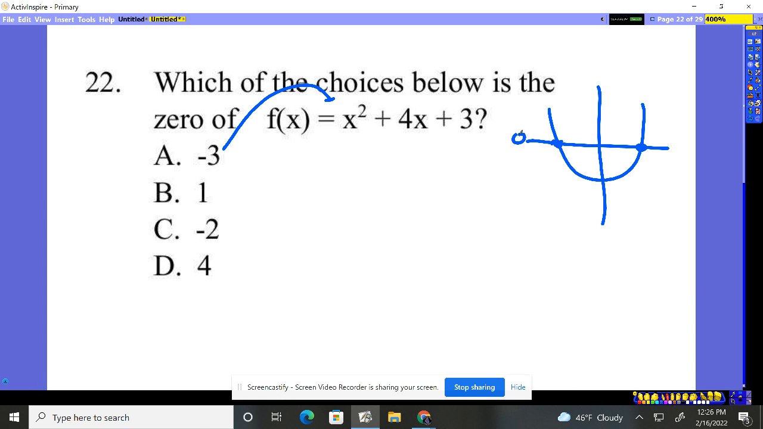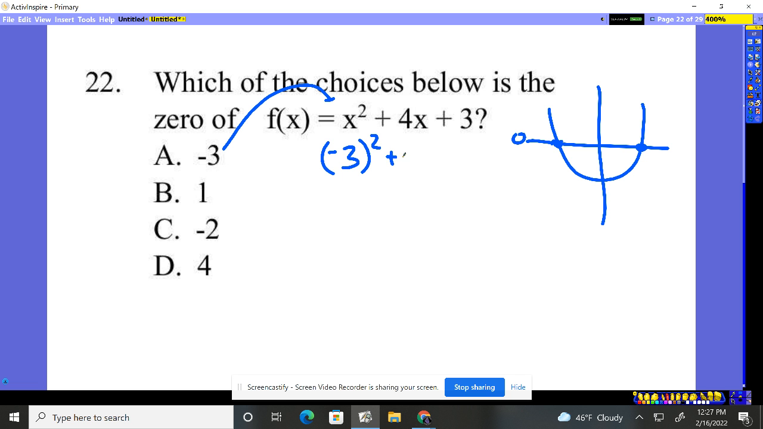That's what we're doing. So technically, this is a parabola, so it is going to hit in 2 spots, but only one of these choices is going to be the solution. Technically, there are 2, but only one of the 4 is going to work. Let's try the choice A. Plug -3 into the x.